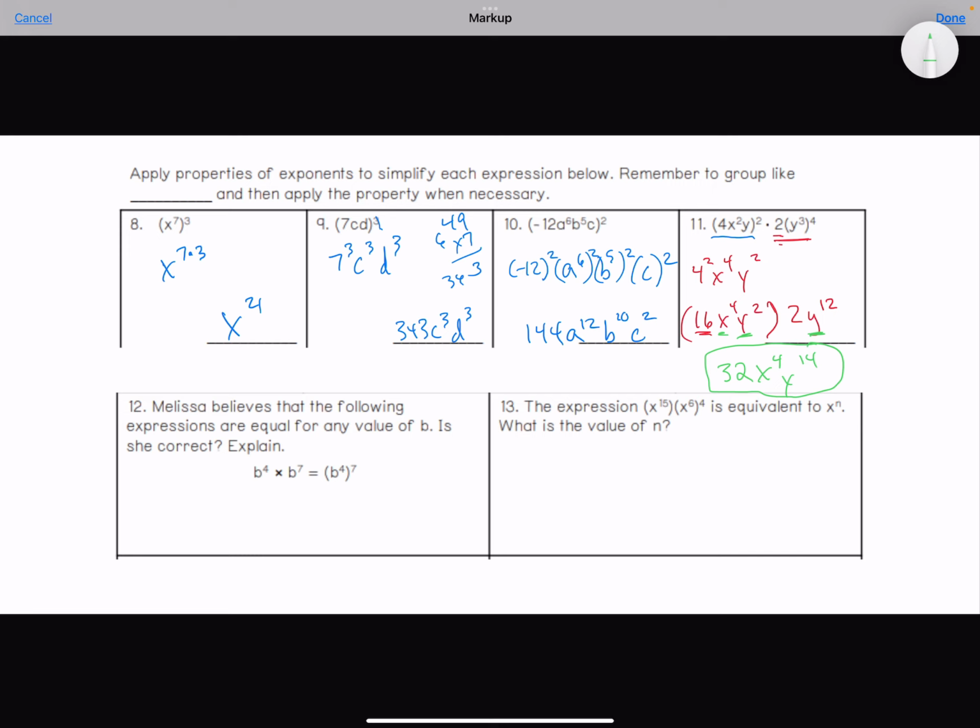Okay? So if we look at number 12, what did Melissa, what was her error?